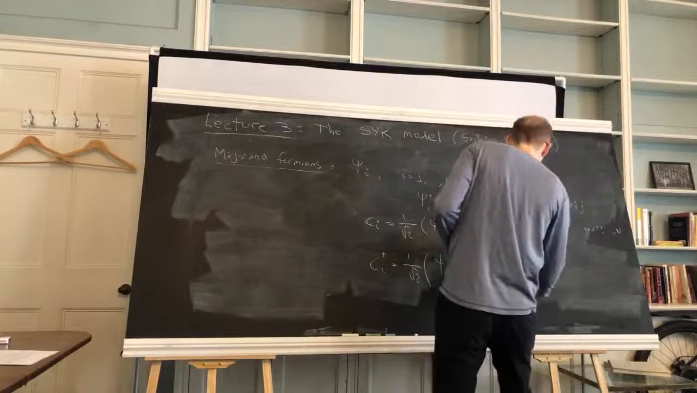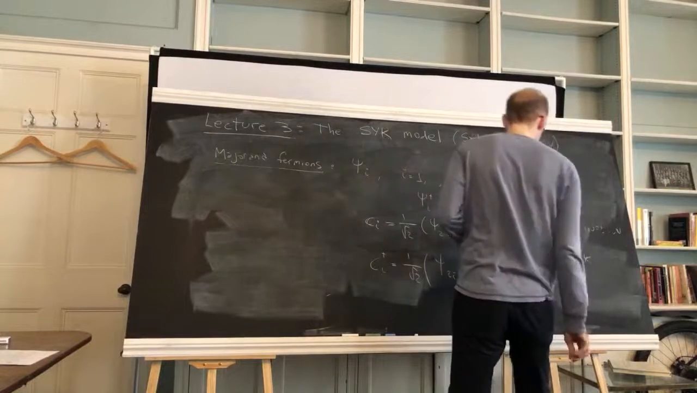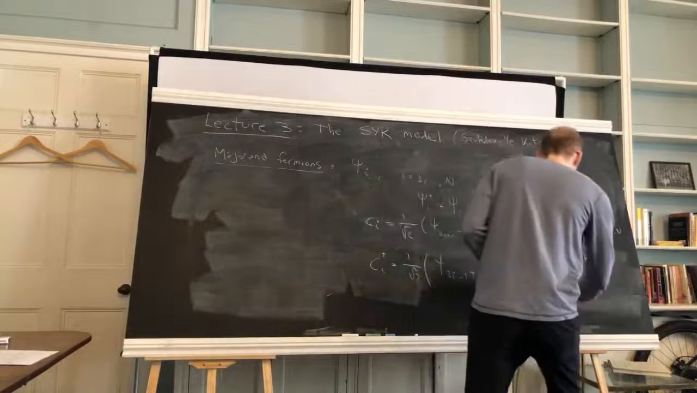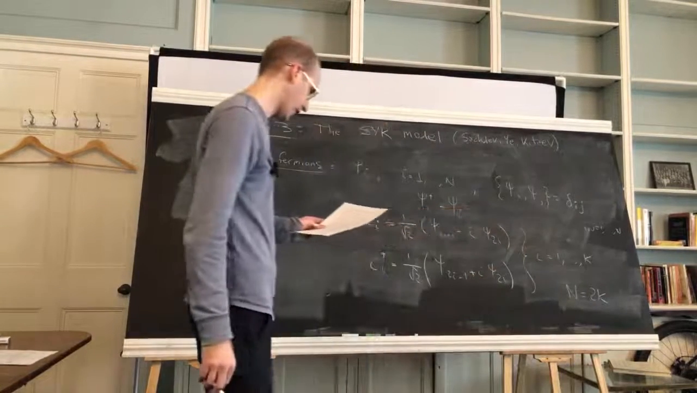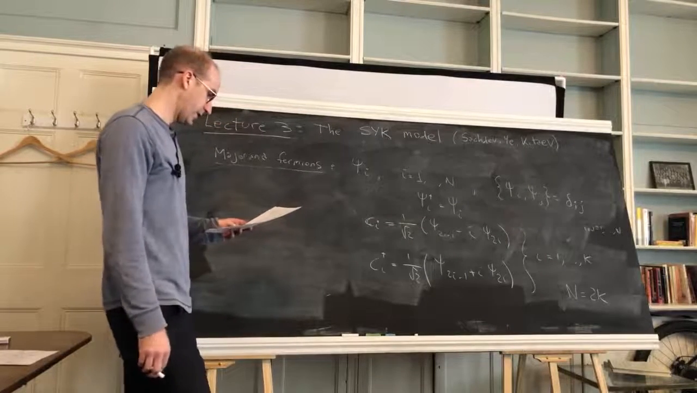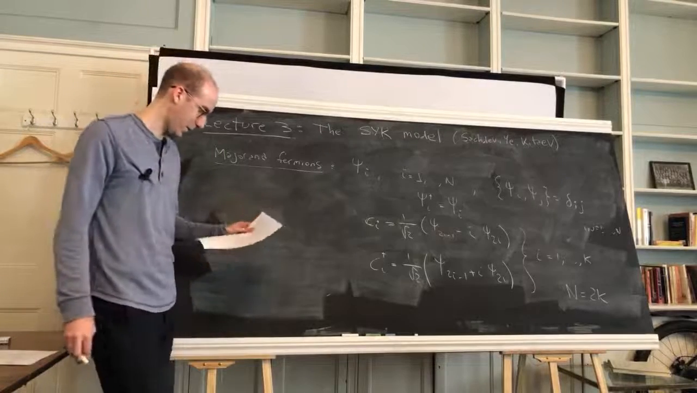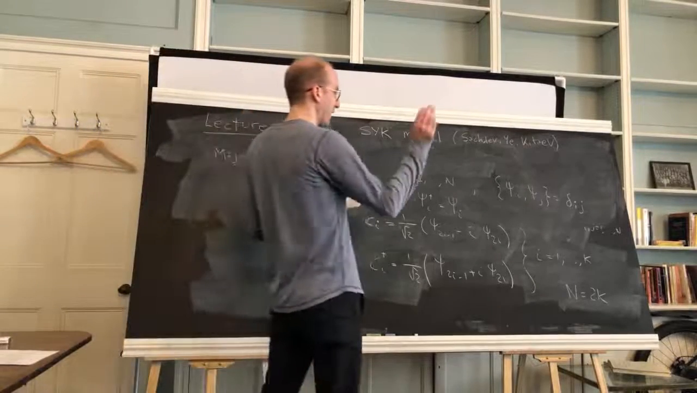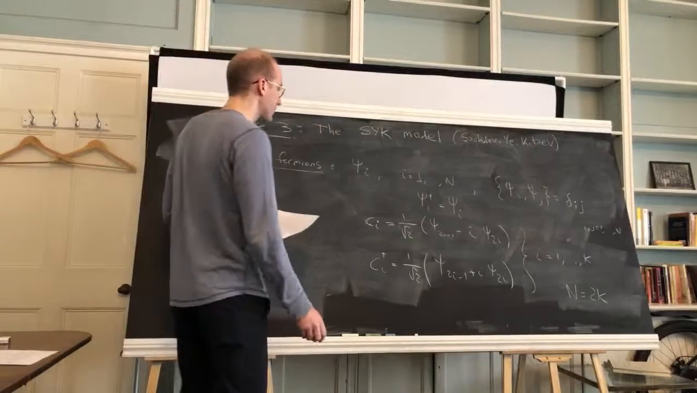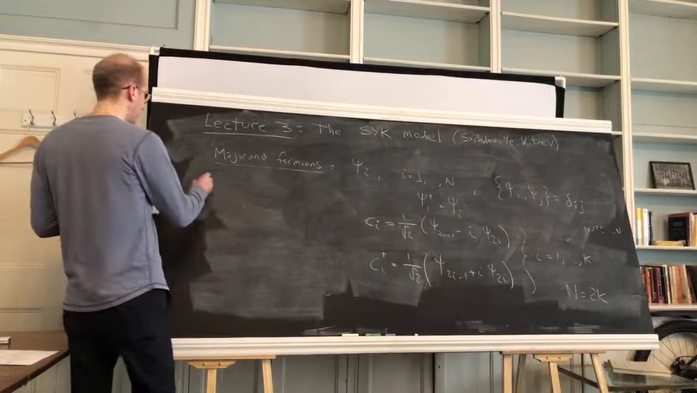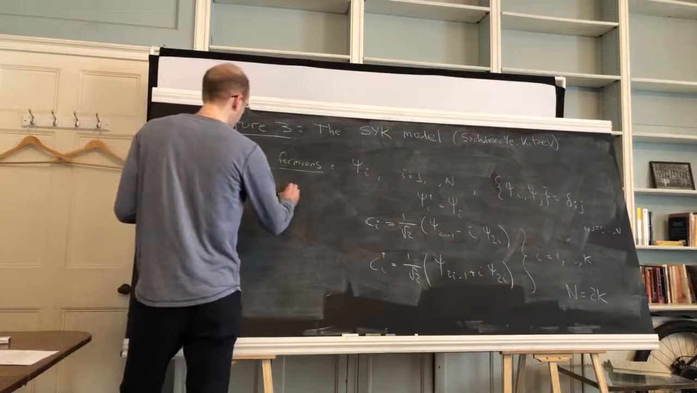And now i here runs from 1 to k, and I will assume for now, because it's easier, that n is even. So n is equal to 2k. If n is odd, well, you need to add one extra. It's a bit more problematic, and in any case, we'll take the large n limit, so it won't be very important. So now, first homework of the day: check that these c's do obey the usual anti-commutation relations for fermions.